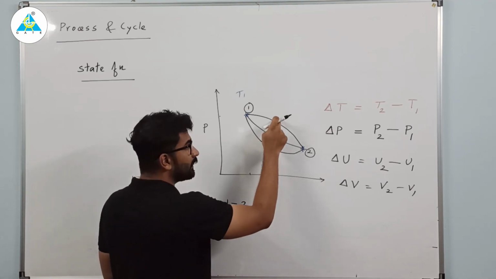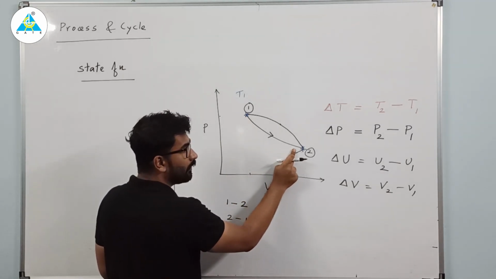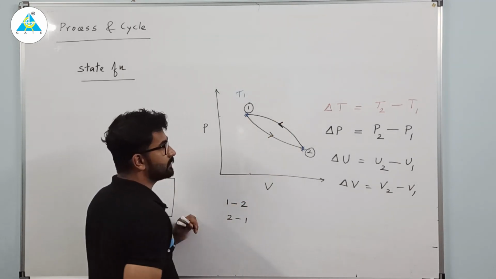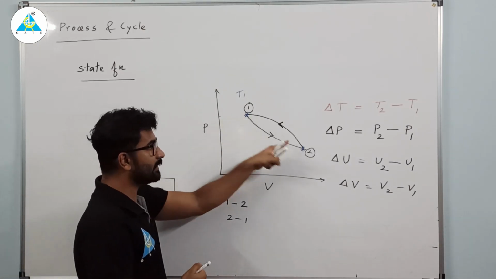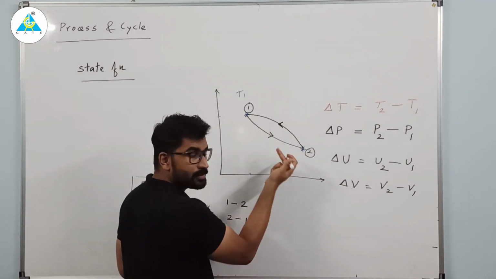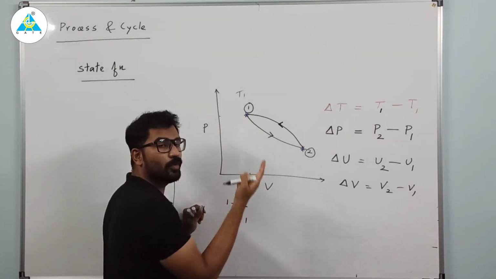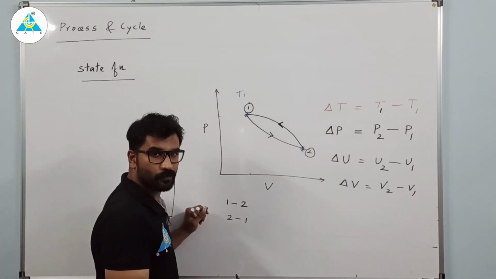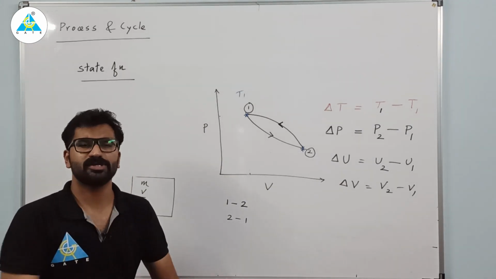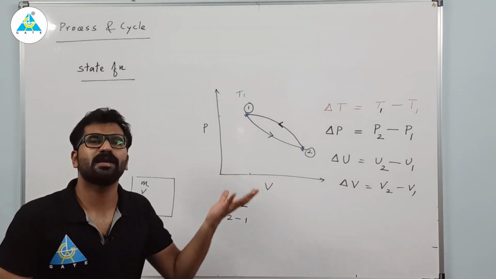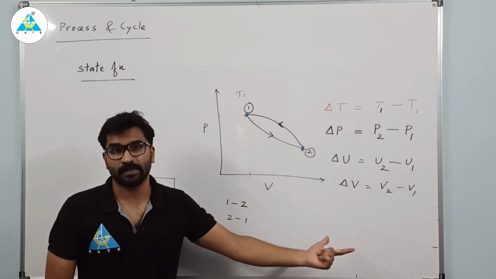Now if I say like this, it is going back to this. For a cycle, what will be the value of property change? It will be 0, because delta T for this particular process will be what? Final value is T1. Initial value was also T1. So T1 minus T1, 0. So the property change for a cycle will be 0, whether it is internal energy, enthalpy, or whatever we are going to write.